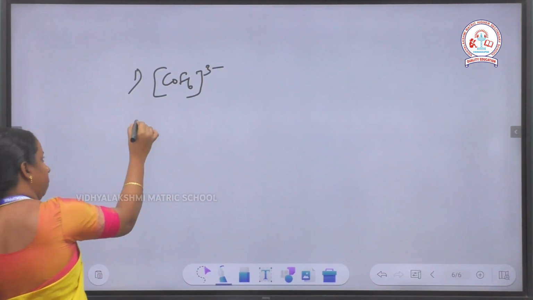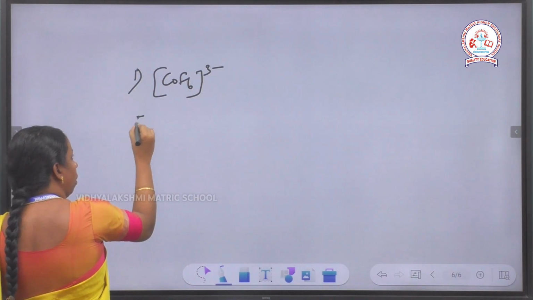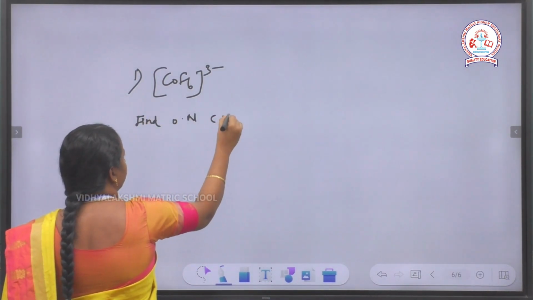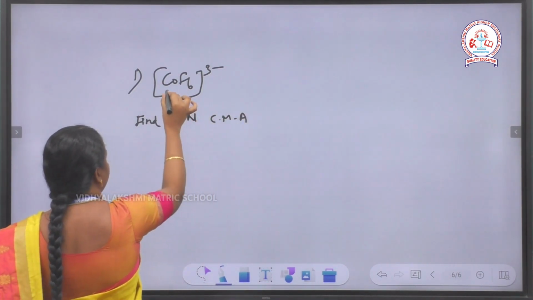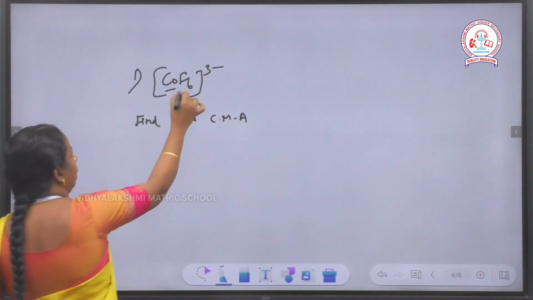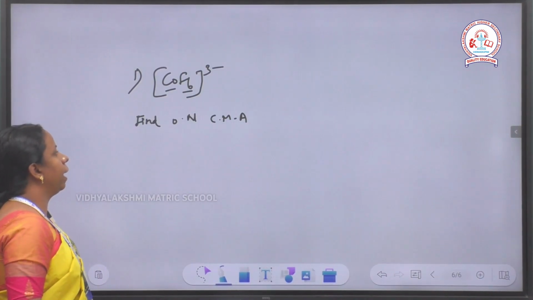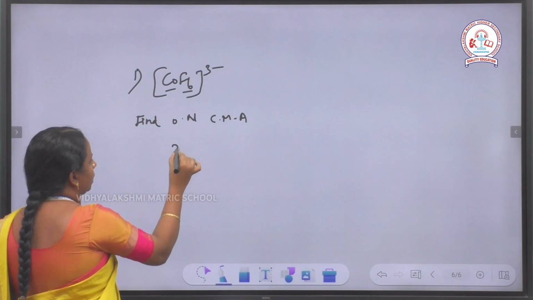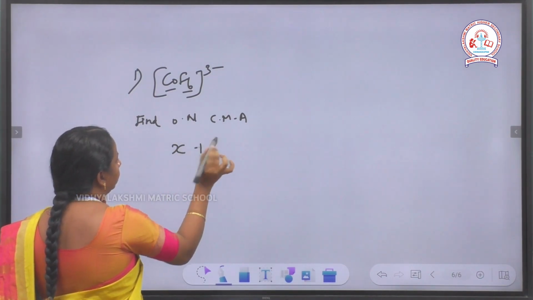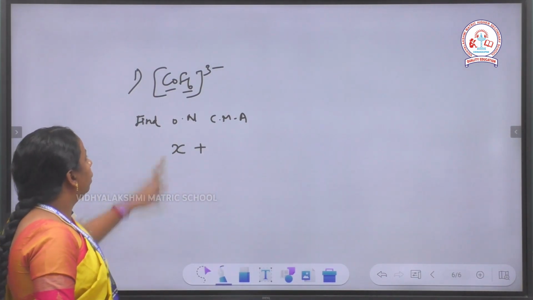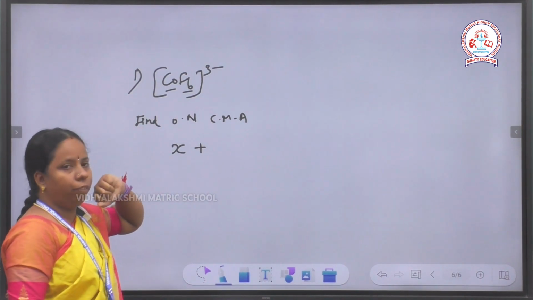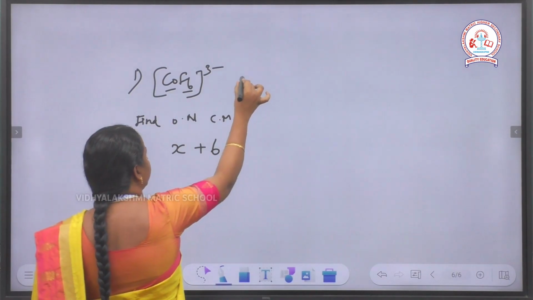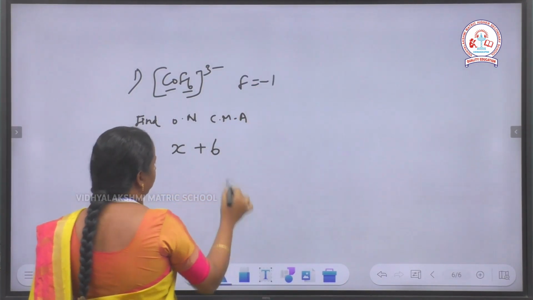So what is the tip number 1? Find the oxidation number of central metal atom. So what is the central metal here? Cobalt. What is the ligand? Fluorine. So identify the oxidation number of central metal atom. So cobalt is considered as X. It is a central metal atom. So you put plus. Then how many ligands are there? Fluorine. 6 ligands are there. So you put 6.